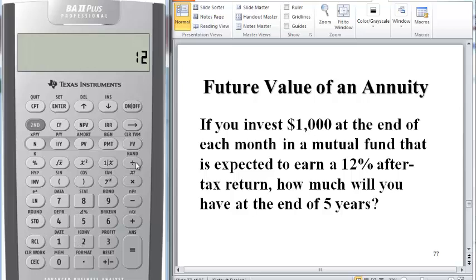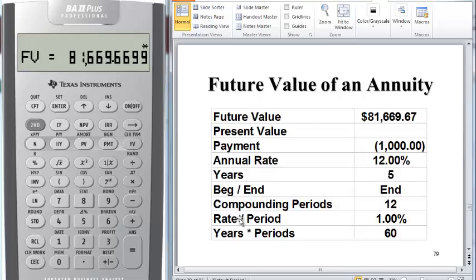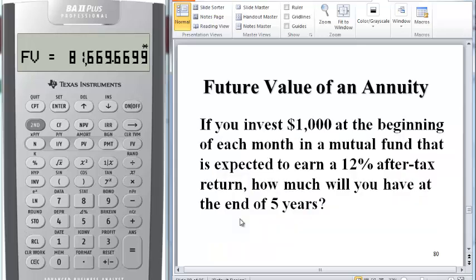I need to know how much I earn per month. So I'm going to take that 12 divided by 12, or the number of compounding periods. That's going to be my I/Y. Next, I'm going to take 12 compounding periods and multiply that times 5 years to show that there's 60 compounding periods. 60 is my N. Now, how much am I going to have after this period? Compute for future value, and what do I get? $81,669.67.